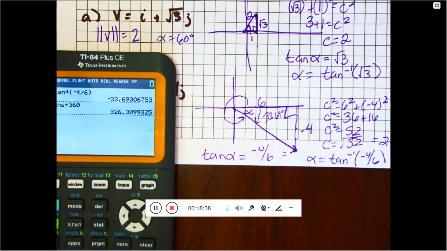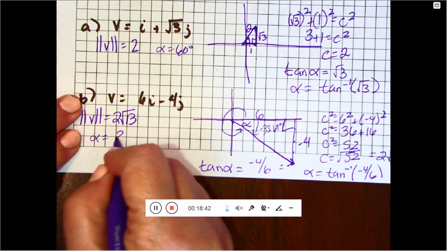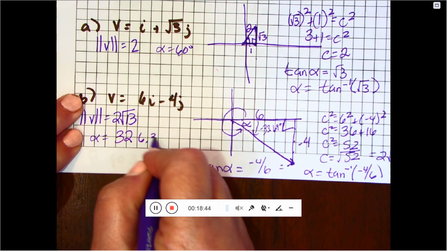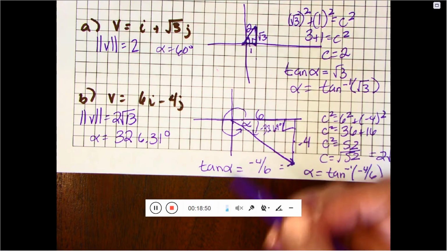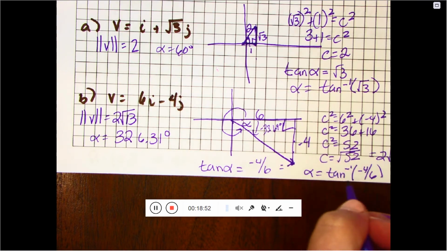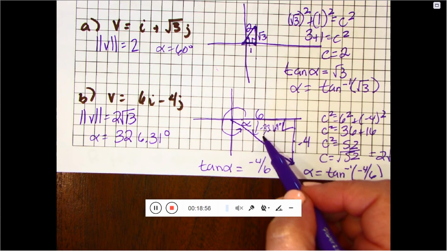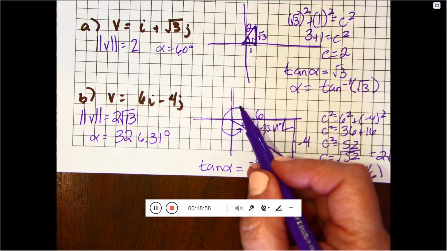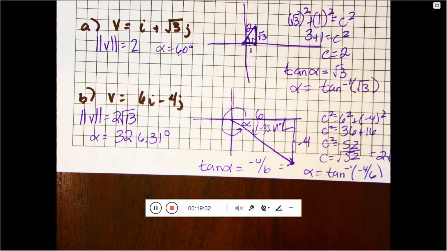So 326.31 degrees. So alpha is 326.31 degrees, because you always want your direction from the positive x-axis. But the calculator, remember, the range of tan inverse is -pi/2 to pi/2. So if it's in the fourth quadrant, it's going to give you the negative angle. But when we're talking about direction of vectors, we want it in standard position from the positive x-axis.